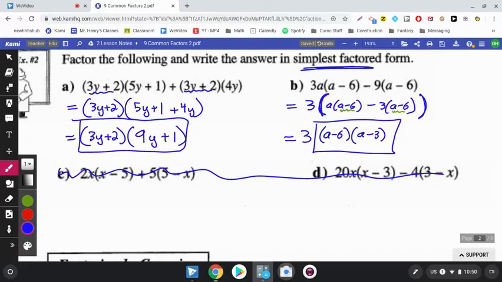Alrighty, let's move on, and we're going to launch into something a little bit different. Something that will be used later in the unit.